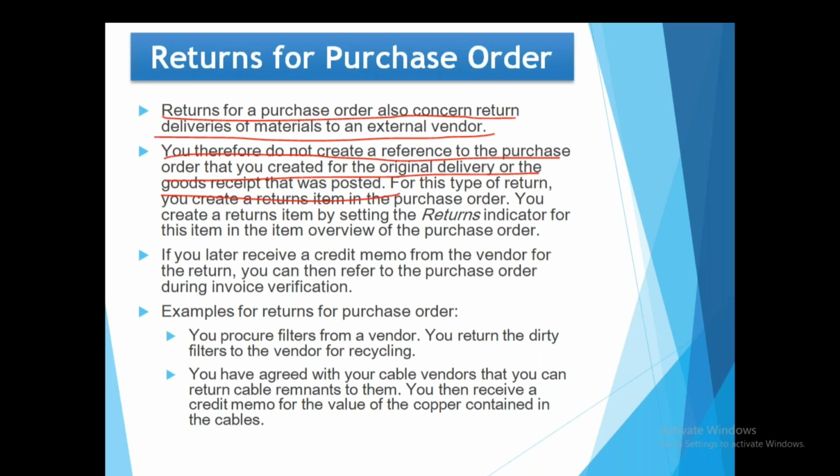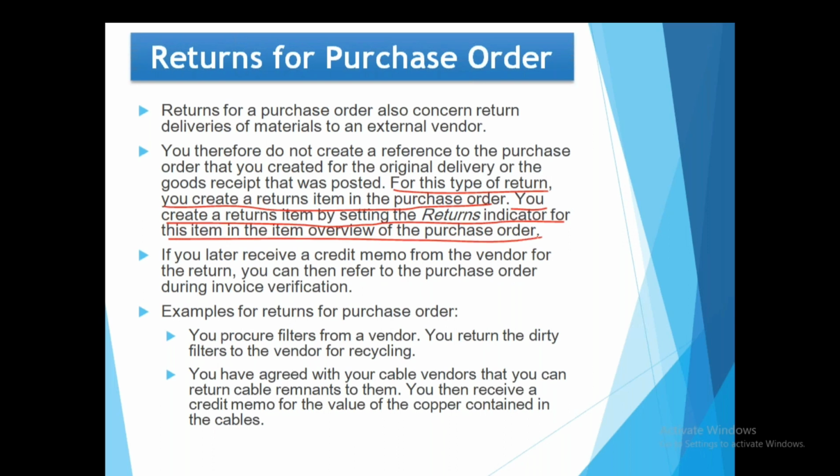For this type of return, you create a returns item in the purchase order. So when you are creating a purchase order, you will create a return item in the purchase order. You create a return item by setting the returns indicator for this item in the item overview of the purchase order. This I will show in the system, and later you can receive a credit memo from the vendor for the return during the invoice verification.